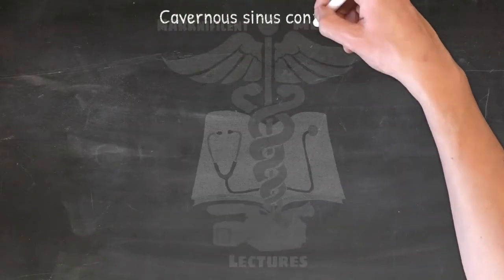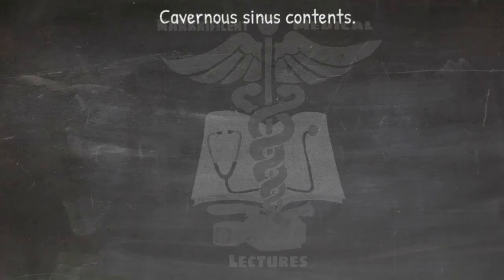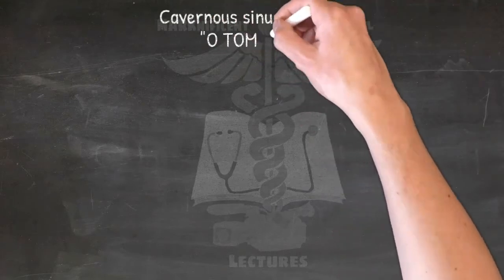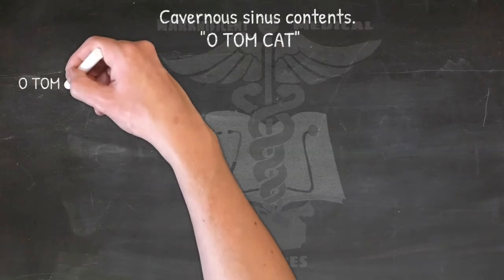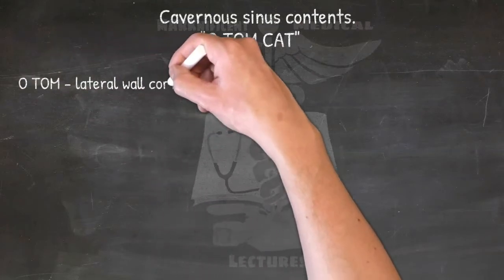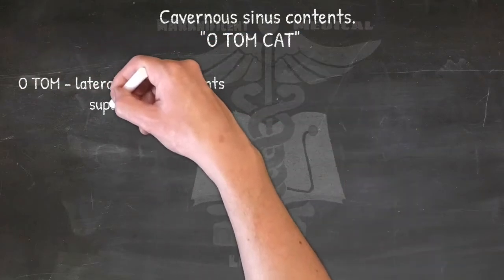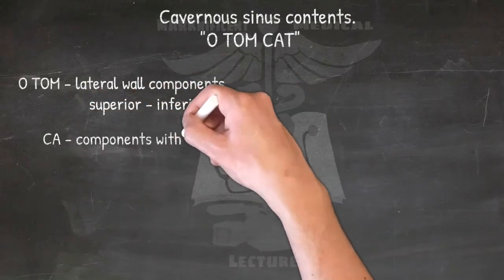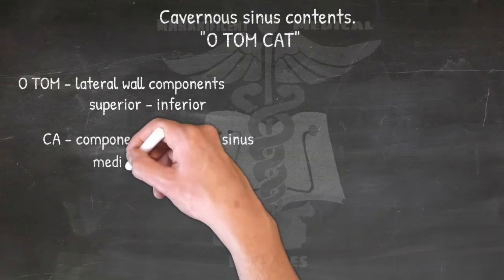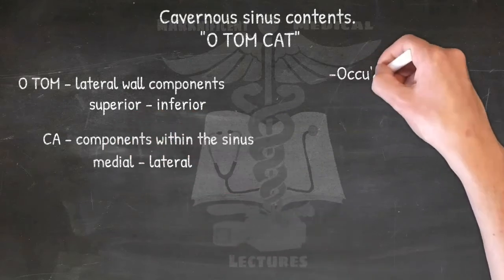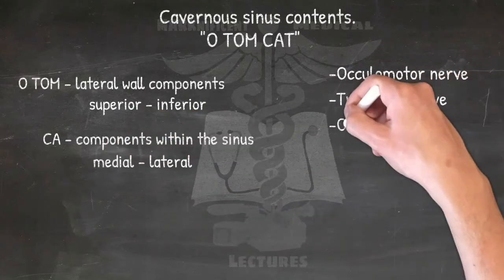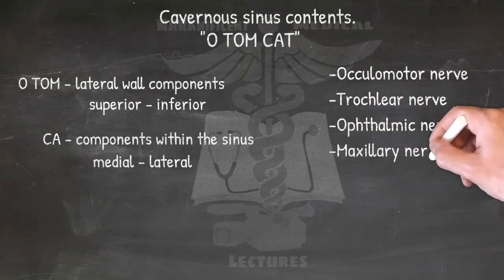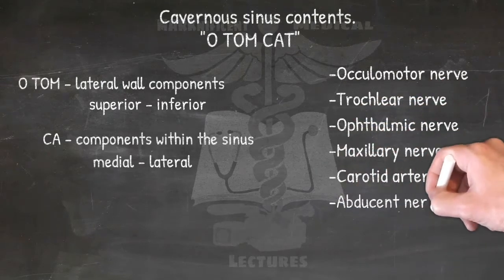Cavernous sinus contents. O-TOM CAT. O-TOM are lateral wall components in order from superior to inferior. CAT are the components within the sinus from medial to lateral. Oculomotor nerve, trochlear nerve, ophthalmic nerve, maxillary nerve, carotid artery, and abducent nerve.